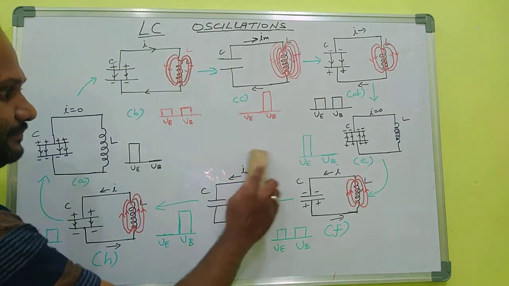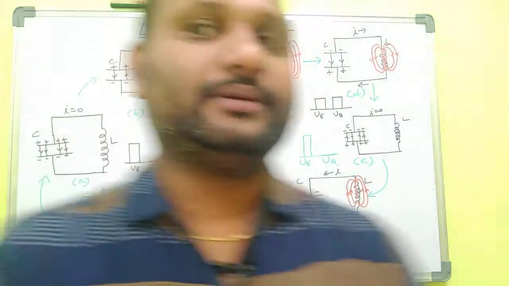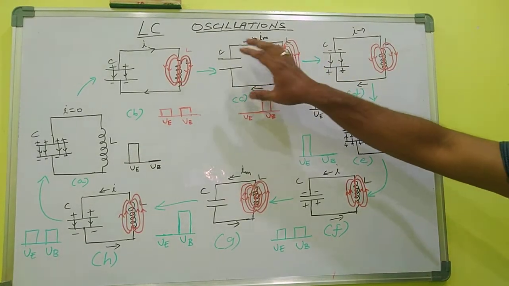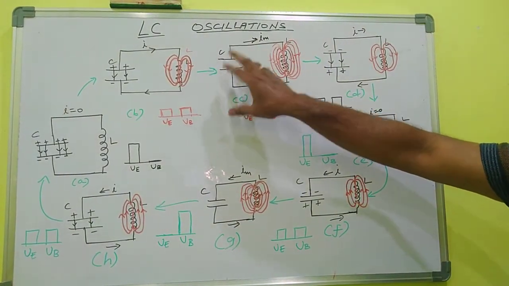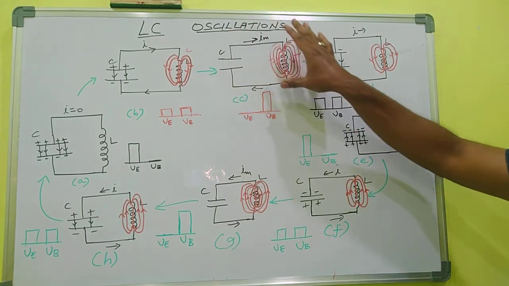The next, the fourth step. Look at the fourth step. Here the full charge of the capacitor was discharged, and all the charges have gone to the inductor itself.